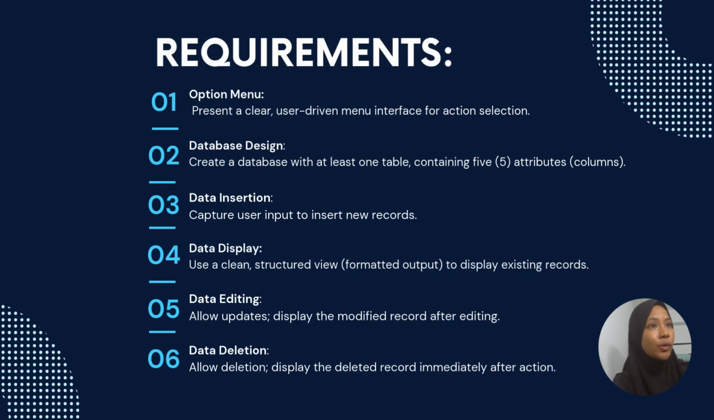Next, I will explain our requirements. We have 6 requirements. Number 1, option menu: present a clear user-driven menu interface for action selection. 2, database design: create a database with at least one table containing 5 attribute columns. Third, data insertion: capture user input to insert new records. 4, data display: use a clean, structured view in a formatted output to display existing records. 5, data editing: allow updates and display the modified record after editing. 6, data deletion: allow deletion and display the deleted record immediately after the action.